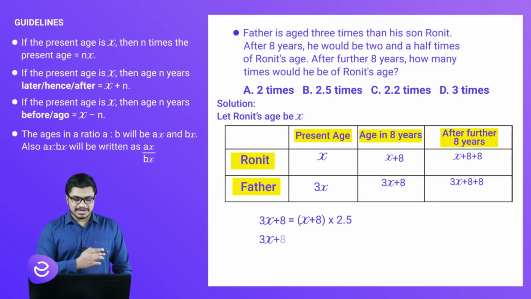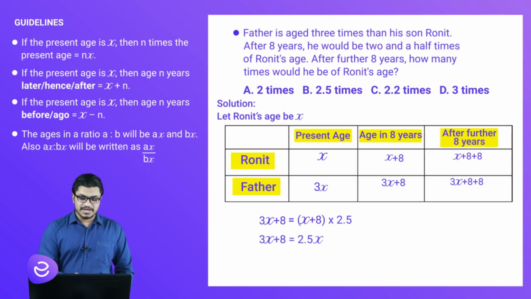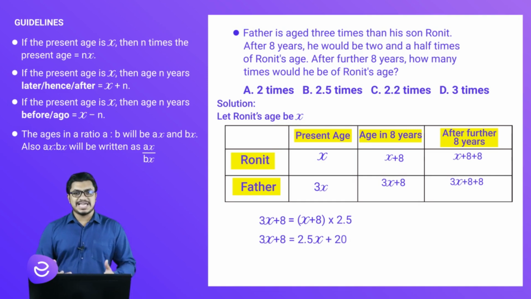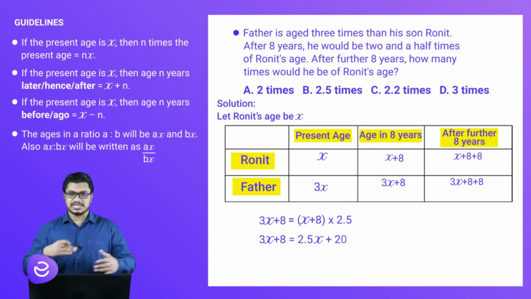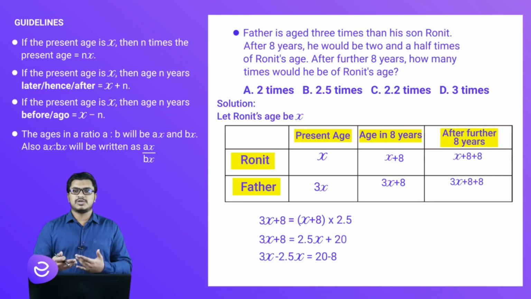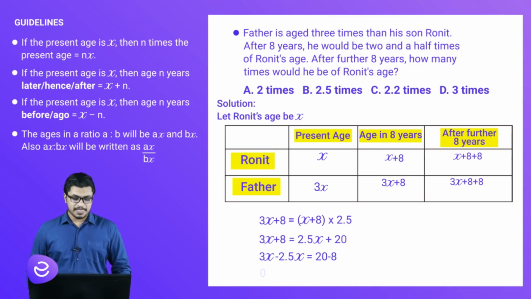Now we'll remove the bracket from the right side. It becomes 2.5x plus 20. Then 3x plus 8 is equal to 2.5x plus 20. We'll bring the variables to one side, 3x and 2.5x, and 20 and 8 we'll bring to the other side. As we all know, the operations change, addition becomes subtraction. So 3x minus 2.5x is equal to 20 minus 8. 0.5x is equal to 12.